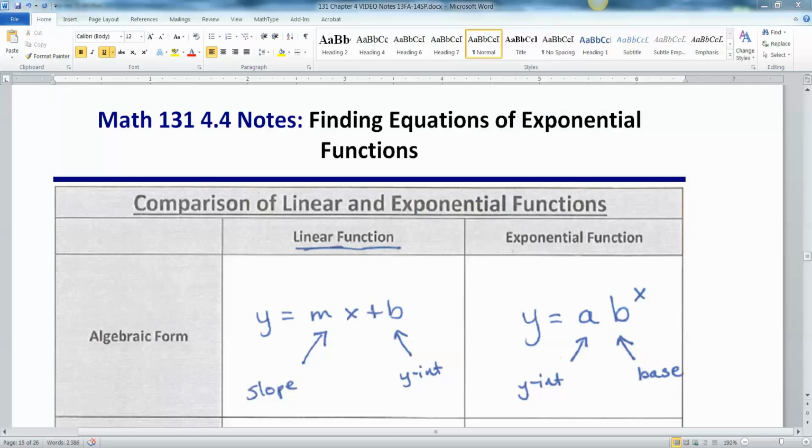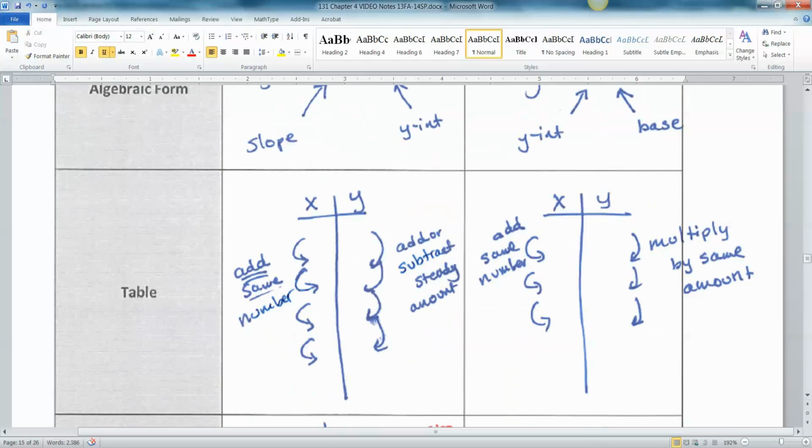An exponential function is y equals a times b to the x, where a is the y-intercept and b is your base, your constant multiplier. All right, so then let's look at what they look like in a table. So over here in a linear function, every time you move down the table, you'll add the same number. You need consistency, so it'll go 0, 1, 2, 3, or 10, 20, 30, 40, something like that. And then the y values, you will add or subtract a steady amount. That steady amount that you add or subtract is your slope.